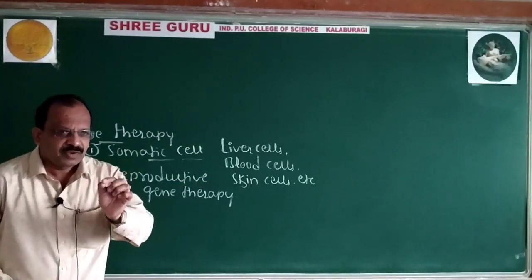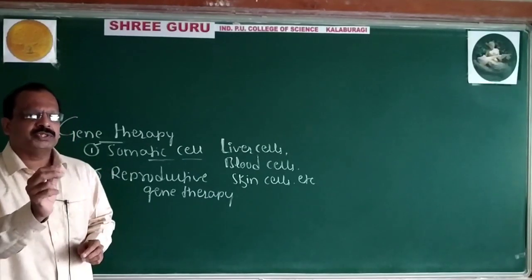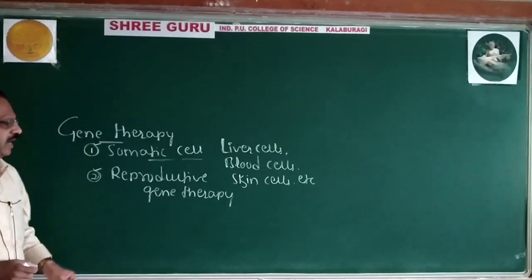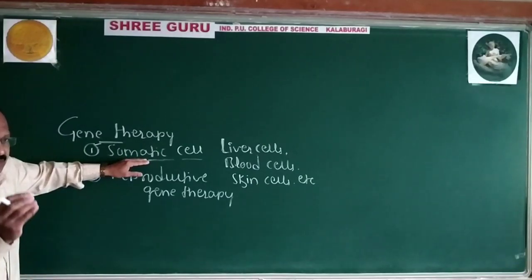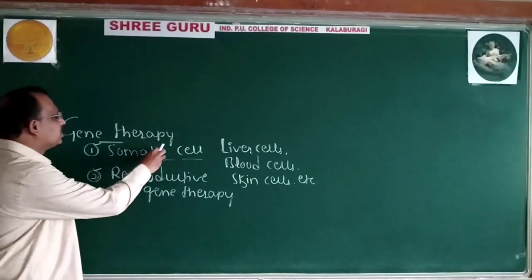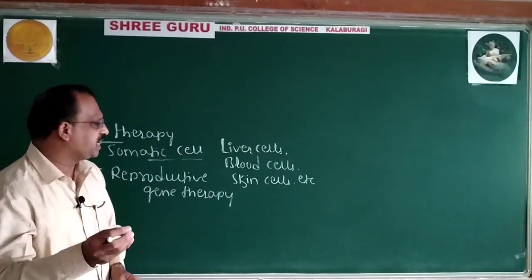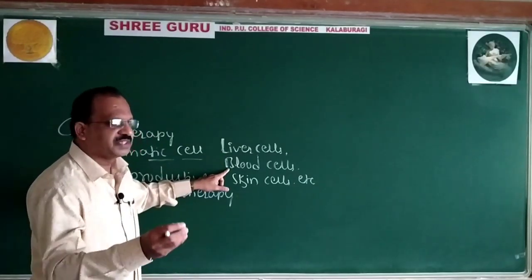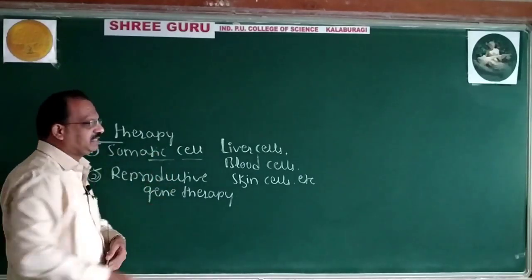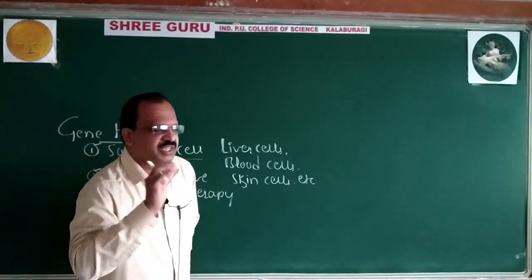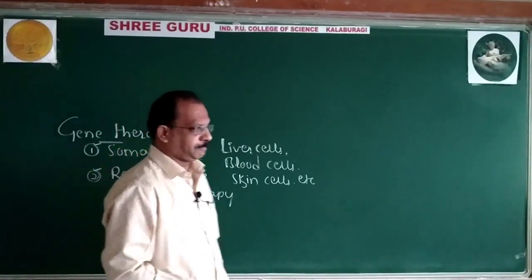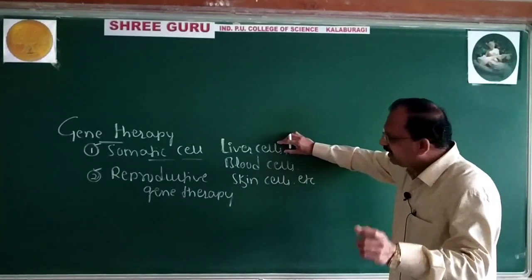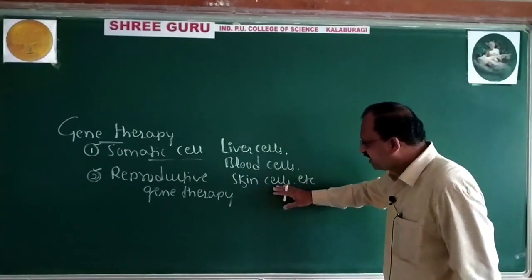In somatic cell gene therapy, functional genes are introduced into somatic cells. Look over the name carefully, you will get an idea. Somatic means vegetative cells, such as liver cells, blood cells, lung cells, skin cells, etc.